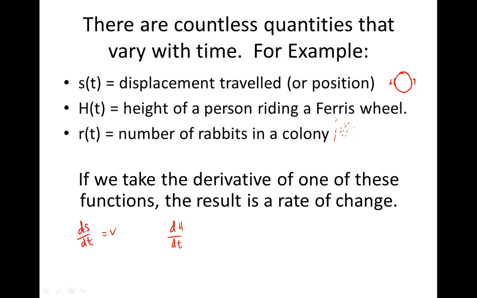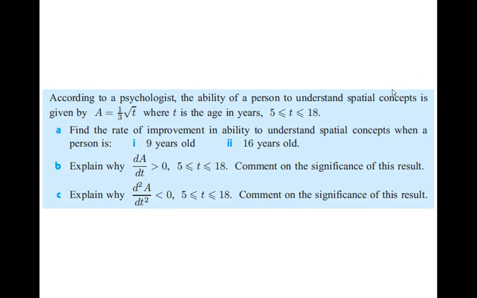That's not necessarily velocity, though it is how its height is changing over time, which would have a lower number at the top and a higher number on the sides of your Ferris wheel. And same thing with dr/dt. You could come up with a similar relationship there. Okay, so let's look at a couple of examples.